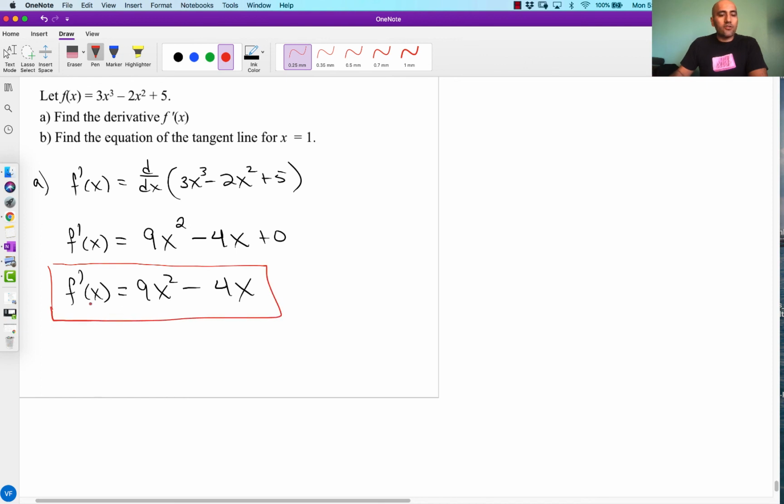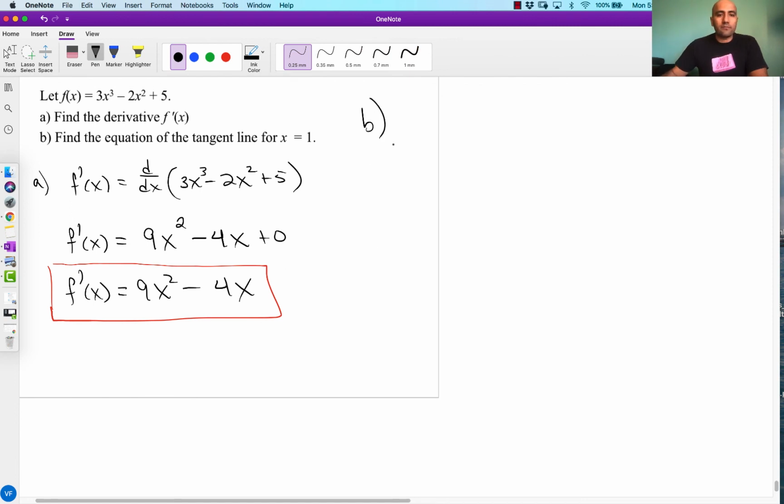So this is an equation. The derivative is an equation that generates for us the slopes of the lines that are tangent at the input values. Okay, so now for part B, find the equation of the line tangent at x equals 1. Well then, if we just plug a 1 into here, we'll be able to find the slope of the line tangent at that point.